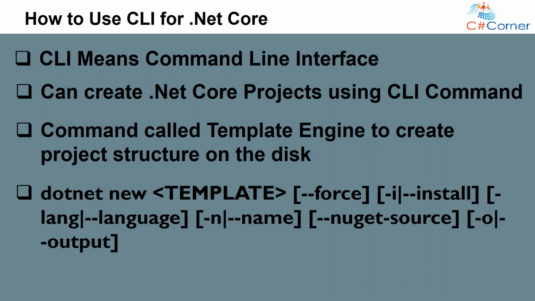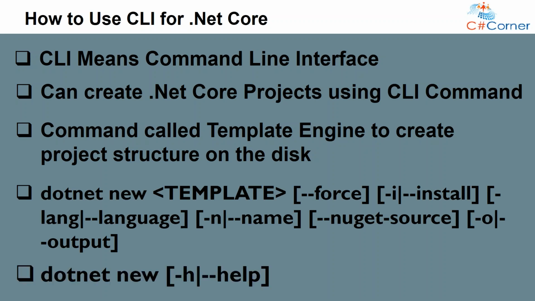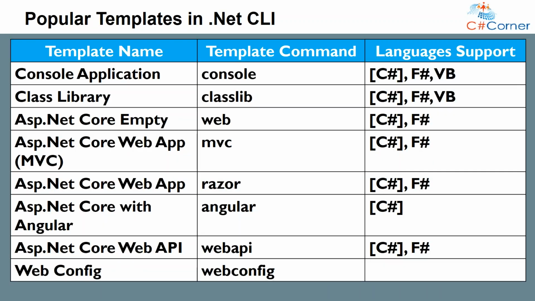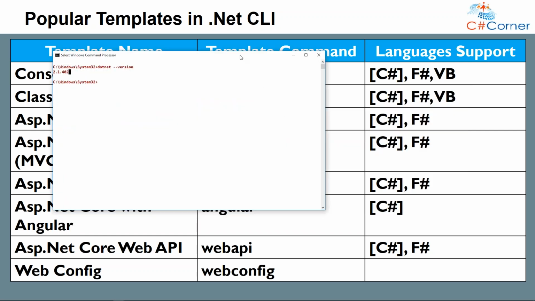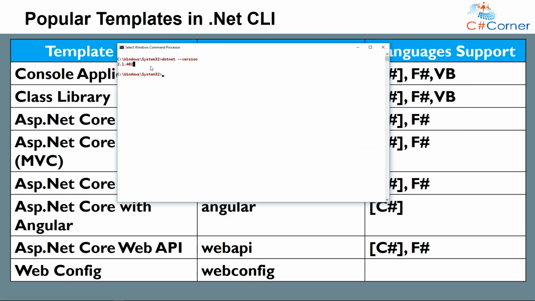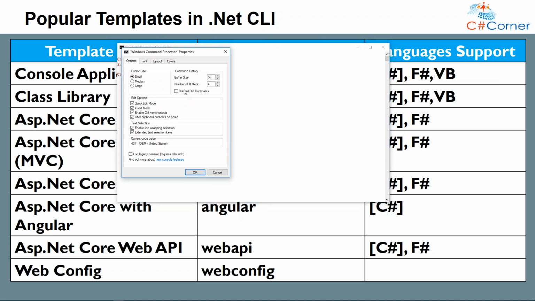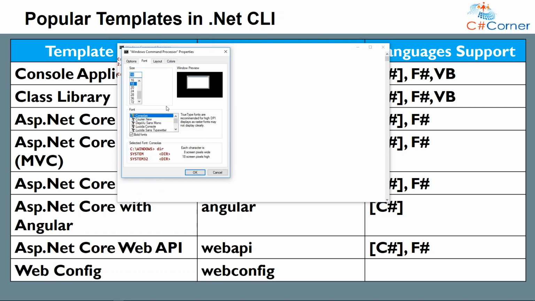This is the basic syntax of our .NET Core template creation or project creation using the CLI. We'll come to it later in this exercise. These are basically some of the CLI commands that we can use in our .NET CLI. So I go to the command prompt which I already opened. Let me increase the font size a little bit.